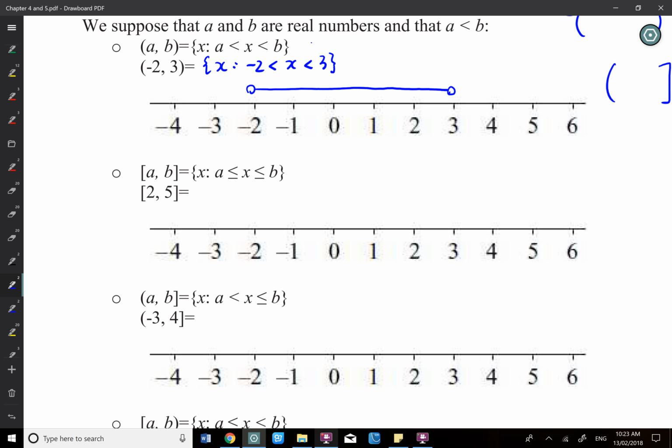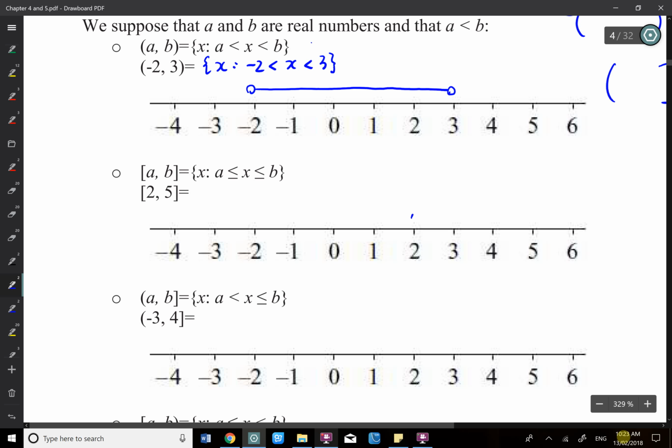Well, the next one will be 2 to 5, but include 2 and include 5. The start point is 2. Always start from a smaller number and finish with a larger number. So 2 to 5. So it's a set notation where we want x in between 2 and 5.